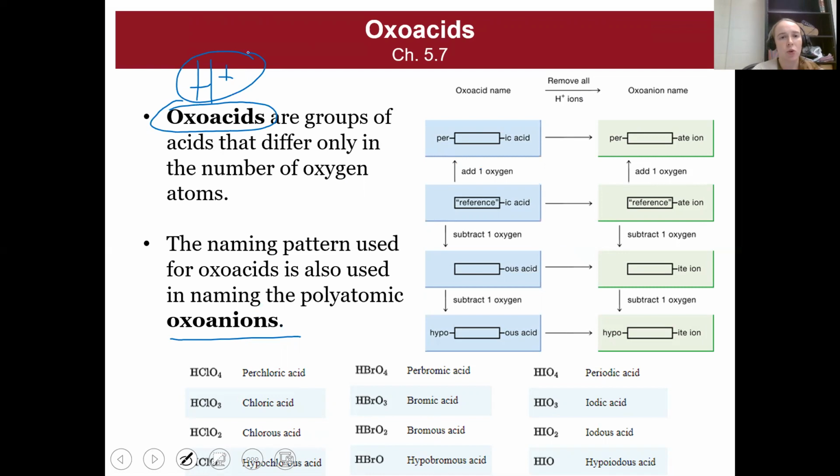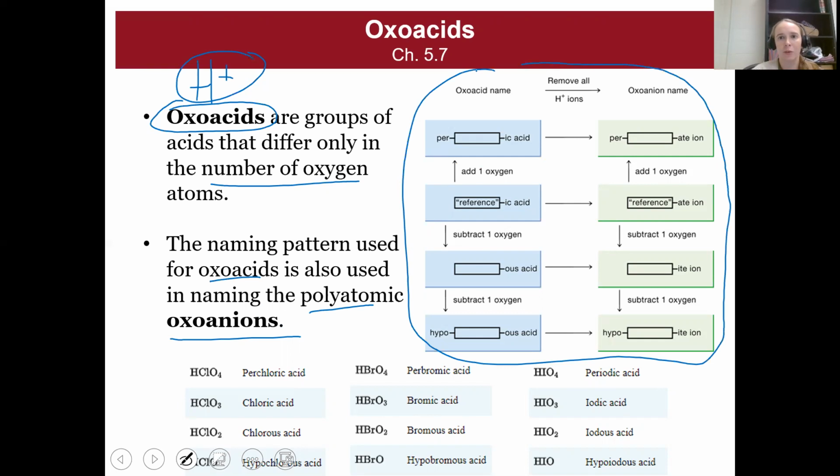All right, so they differ only in the number of oxygen atoms. Then the naming pattern is the same with oxoacids as it is with polyatomic oxoanions. So we have this nice little chart here. This is from a different book, but I like it. So this little chart here can help you remember what the proper name is for the ion or the acid. So down here, these are the chlorine-based ones. We've got perchloric acid, chlorous acid, and hypochlorous acid. These are the bromine-based ones.